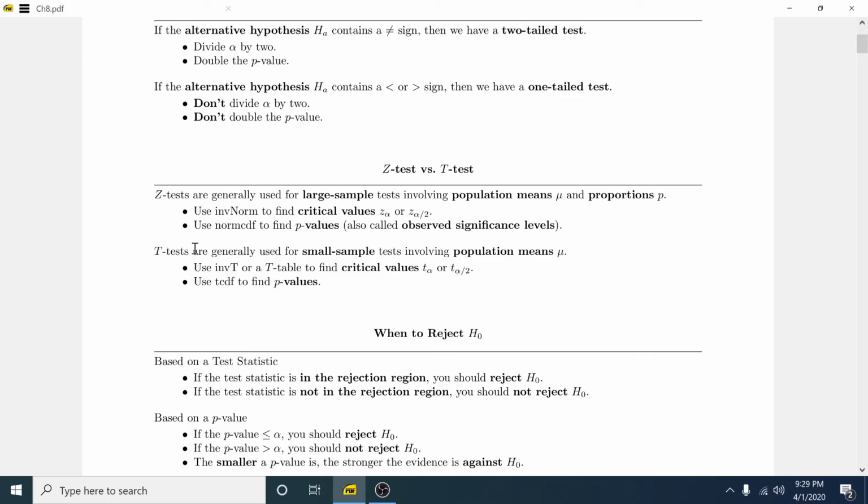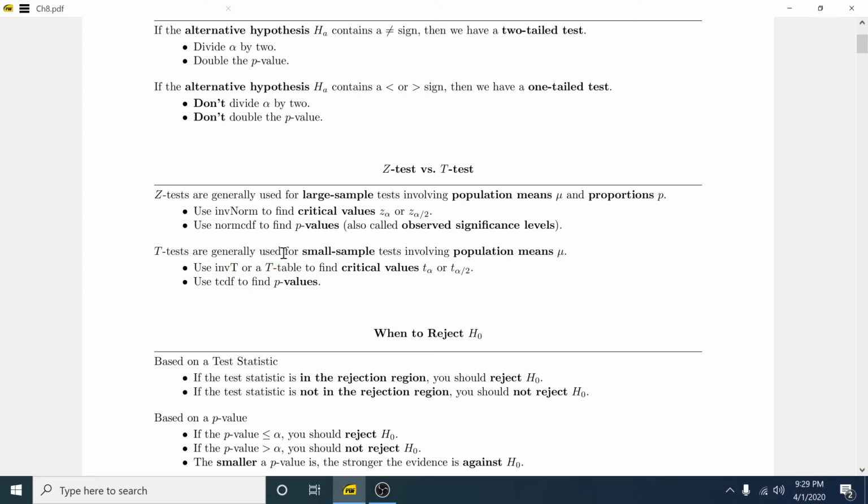Now, t-tests are generally going to come up for small sample tests involving population means. Notice proportions are not here. So you're never going to use a t-statistic on a population proportion. It's generally for small samples involving population means. Well, t-tests are going to involve the t-distribution. So that means you're going to use inverse t or a t-table to find your critical values, t alpha and t alpha over 2. And you'll use a t-CDF to find p-values.